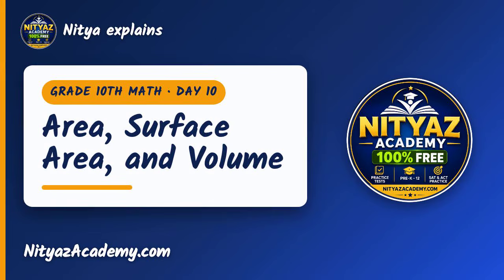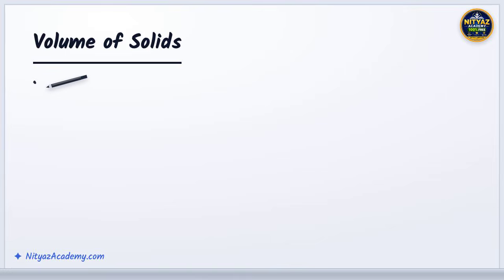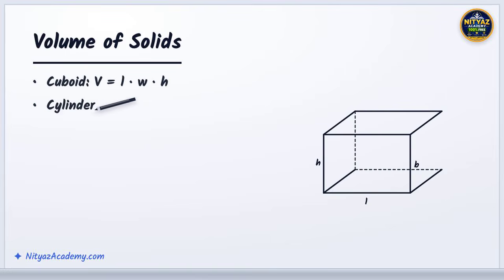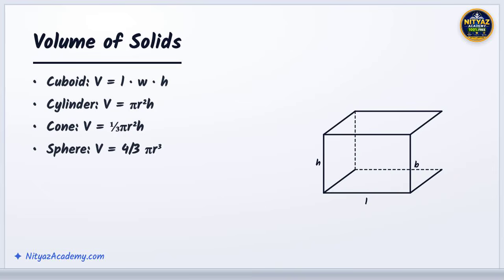Let's learn area, surface area, and volume together, step by step. Volume measures the space a solid fills. For a cuboid, multiply length, width, and height. A cylinder is the circle's area, pi r squared, times its height. A cone holds exactly 1/3 of its matching cylinder. And a sphere uses 4/3 pi r cubed. These four formulas cover most solids you'll meet.